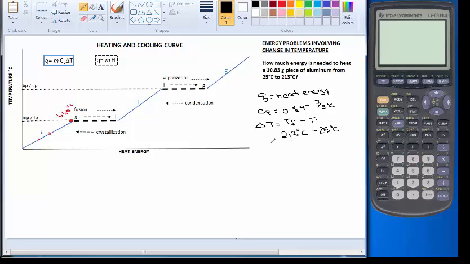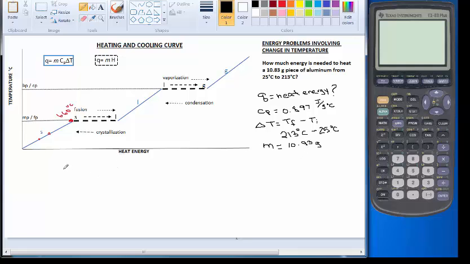One other thing, M stands for mass, and the mass in this problem is 10.83 grams. So now that we've identified each of the variables in our equation, and we have read our question and understand what our question is asking for and what our question gives us, now we can plug this information into our equation.